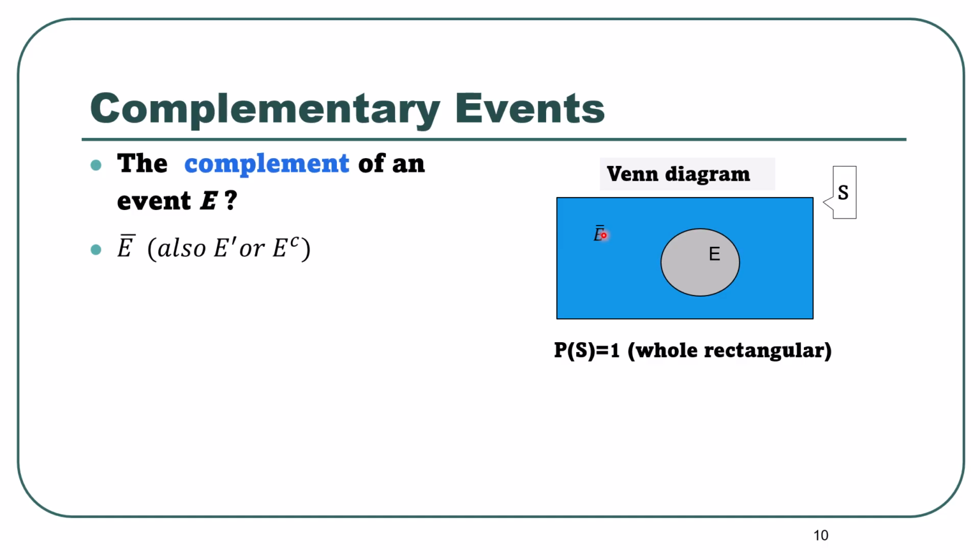And since we know there is a rule which says P of S, the sum of all the probabilities inside the same S, is equal to 1, which is the whole rectangle. This means that the probability of E bar plus the probability of E is equal to 1, which means that the probability of E bar is nothing but 1 minus the probability of E.